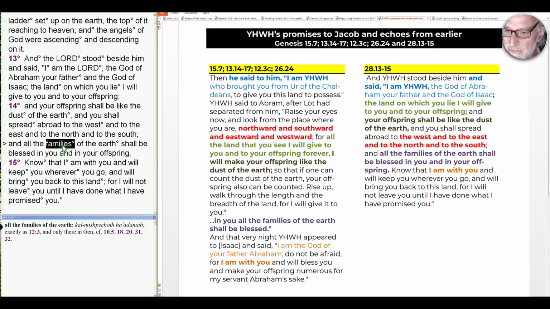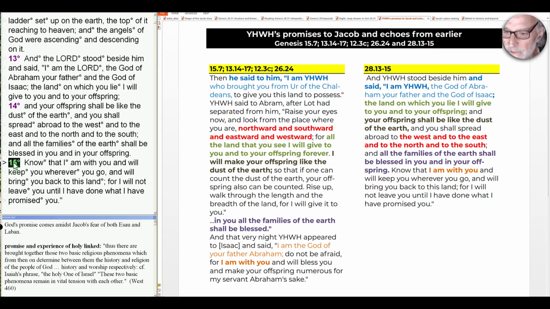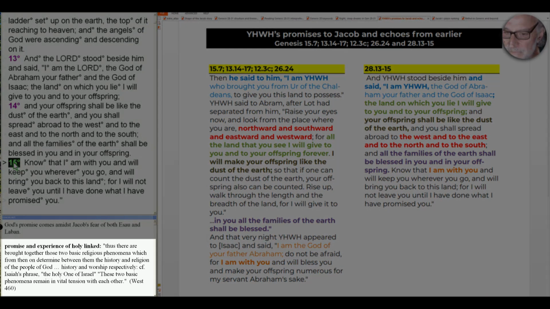So all the mishpahot of the earth, exactly as in 12:3, which we see here, shall be blessed in you and in your seed. And then finally, we see the end of the verse here. And as my note from Westermann has, the promise and the experience of the holy linked. Thus there are brought together these two basic religious phenomena, which from then on determine between them the history and religion of the people of God, history and worship respectively. And he compares Isaiah's phrase, the Holy One of Israel. These two basic phenomena remain in vital tension with each other.